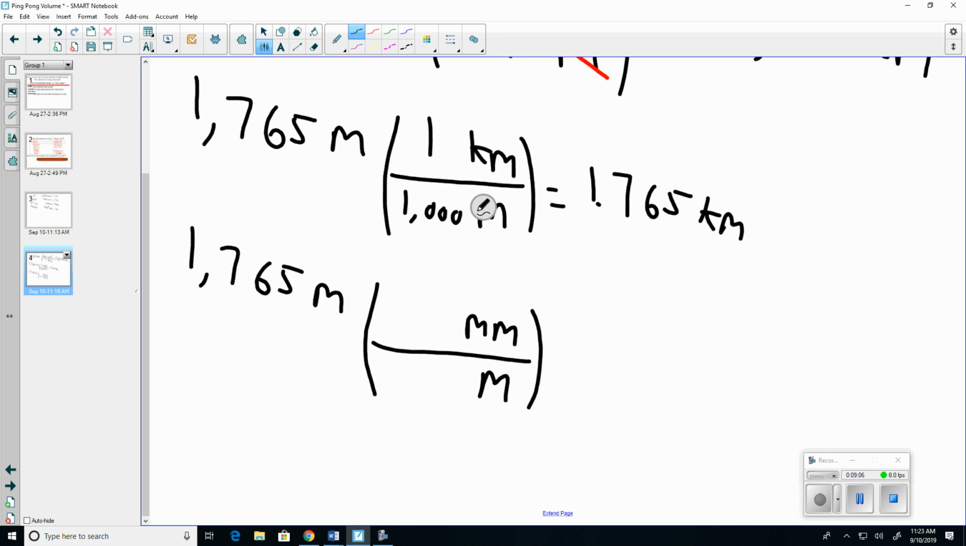Too often students try to do the entire thing at once. Maybe because metric's easy for them, they want to do it that way. But if you first put down the units and then figure out what numbers make that equal, this is going to be helpful when we get to more complicated conversions. I multiply by 1,000 here. 1,765,000 millimeters.